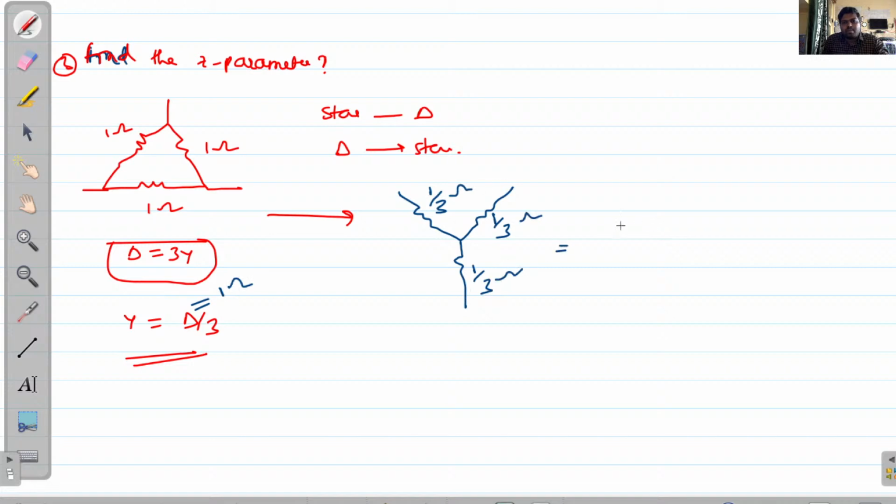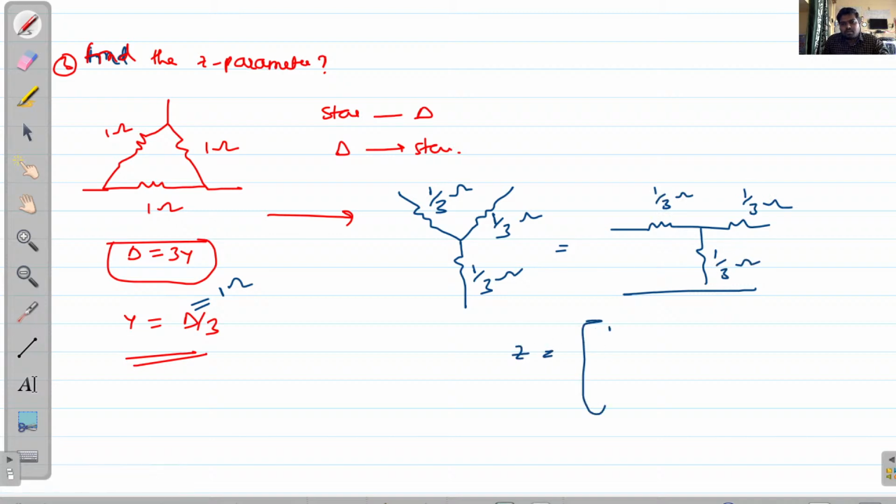So now you can form it as a T network. This is 1 by 3 ohm, this is 1 by 3 ohm, and this is 1 by 3. Now you can find out the Z parameters, that equals 1 by 3 plus 1 by 3, and this is 1 by 3, this is 1 by 3, and again 1 by 3 plus 1 by 3. This is your Z parameter.